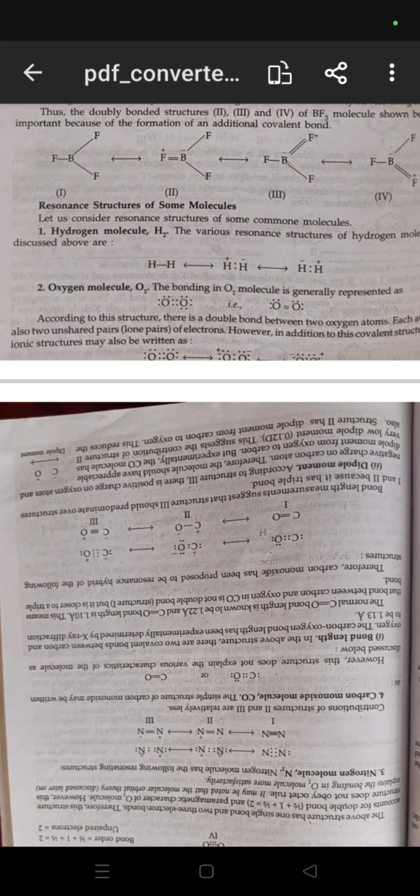Second, paramagnetic character. Paramagnetic character is due to the presence of two unpaired electrons. Though the above structure explains the bonding of the molecule, it does not account for the paramagnetic character of oxygen, as it is clear that the above structure has no unpaired electrons. Thus, the above structures do not explain all the properties of the oxygen molecule.